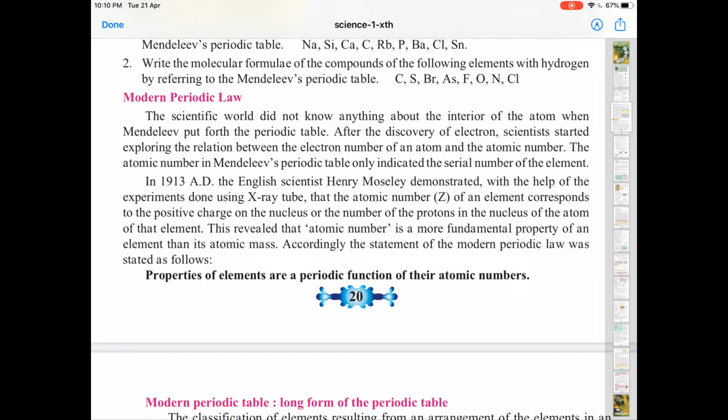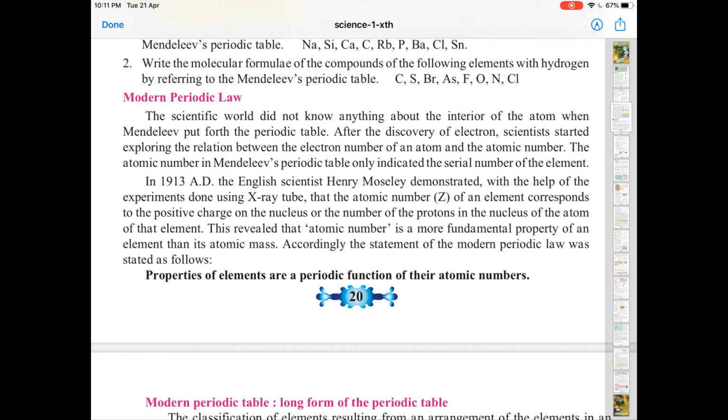Welcome everybody. In this session, we will try to learn more about the periodic table. We will understand what the modern periodic law is, and we will also learn about the long form of the periodic table, that is the modern periodic table.